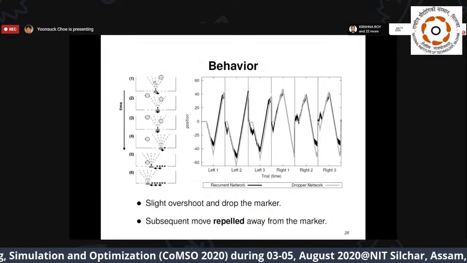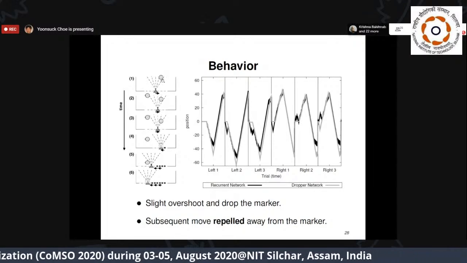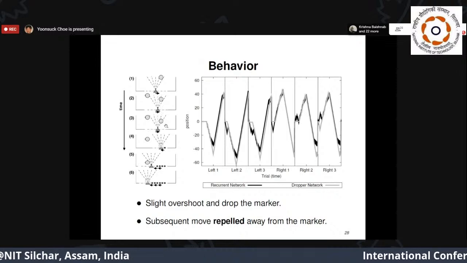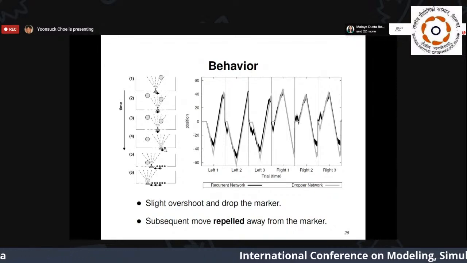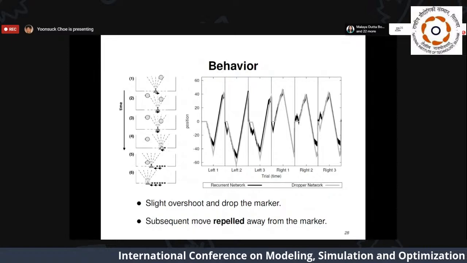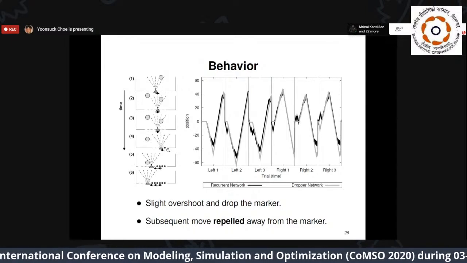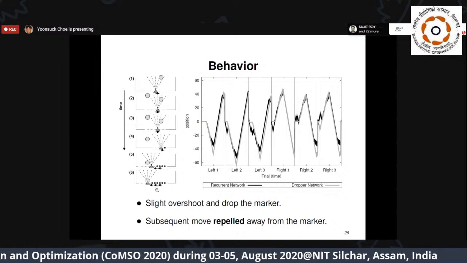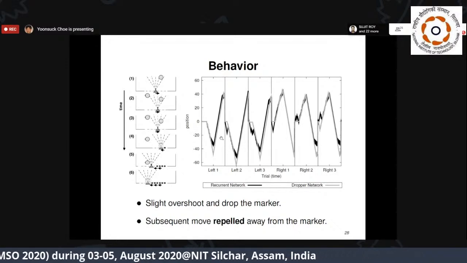There is a typical behavior. You start moving toward the first ball and then you detect the second ball. Then you go out of reach, but once you pick the first ball, then you start dropping these markers and then you are repelled by it. So this is kind of an interesting behavior.